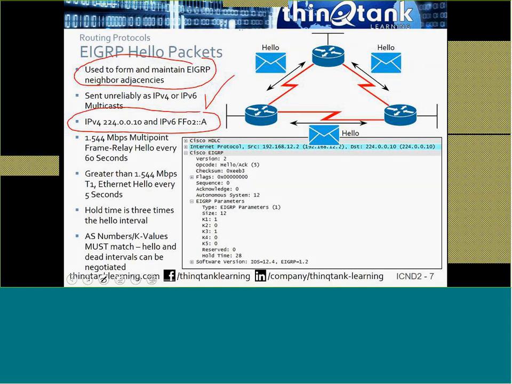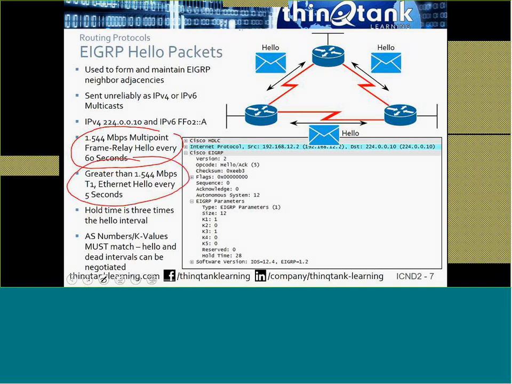Makes sense. A is 10 in hex. FF is multicast, and 02 represents the scope, and so on. All right? These hellos are periodic, which means they're sent out every X number of seconds. On 1.544 meg links or below, we send them out every 60 seconds. And anything faster than 1.5 megs, we send out hellos every 5 seconds.